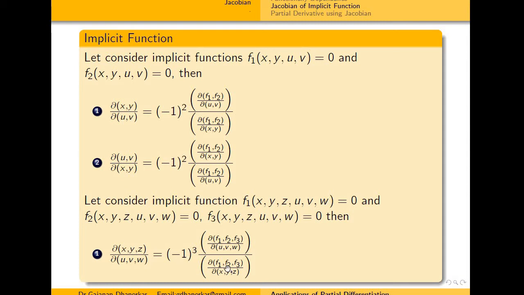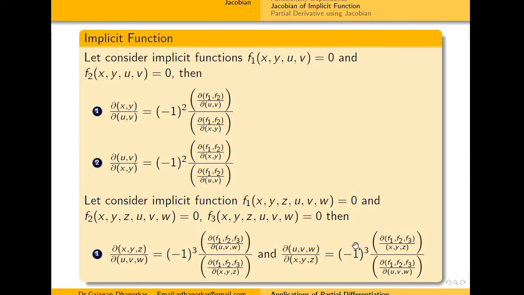Again, if we have to find Jacobian of uvw with respect to xyz, it is minus 1 raised to 3. Here in the numerator is uvw, then I will write in the denominator Jacobian of f1 f2 f3 with respect to uvw, and in the numerator, since xyz is there, I will write Jacobian of f1 f2 f3 with respect to xyz. And this is for 3 functions. There are 4 functions, 5 functions also, but we are not interested in these 4 and 5 functions. First f1 and f2, 2 functions, and f1 f2 f3, 3 functions. Then we have to solve the Jacobian of this.